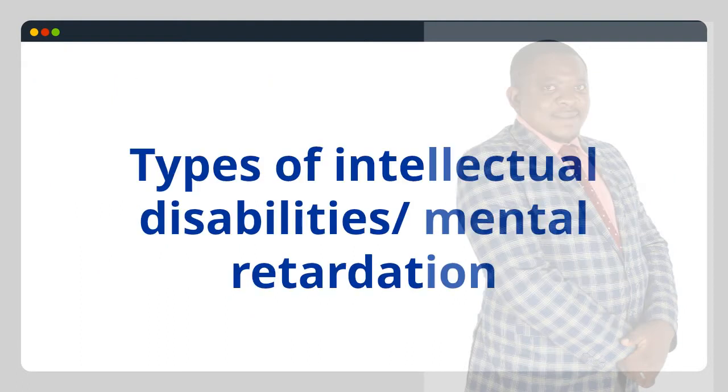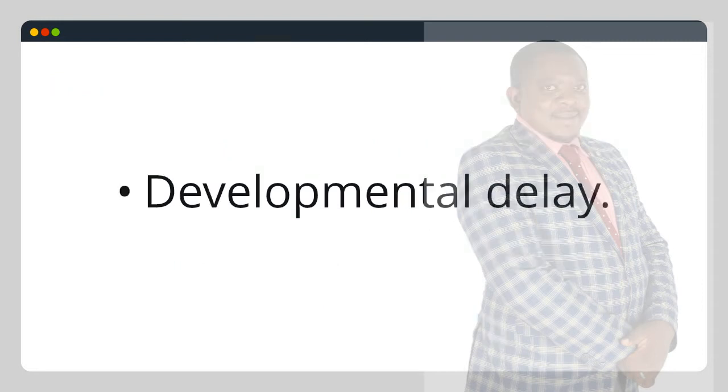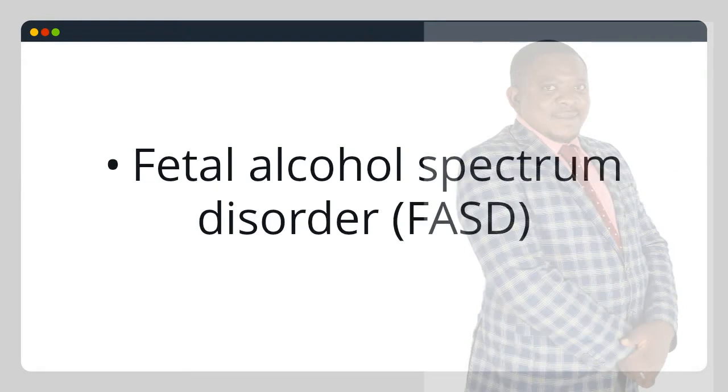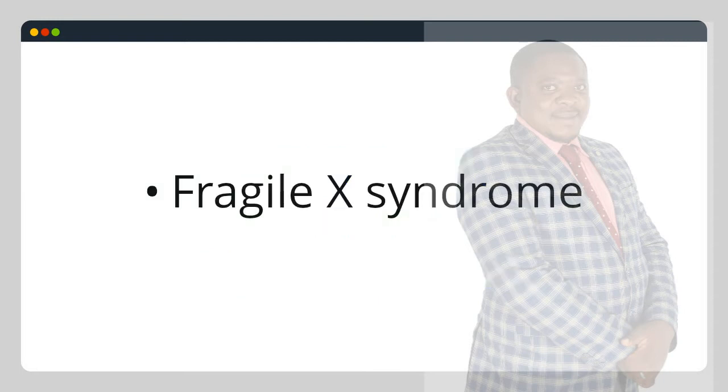mental retardation. Types of intellectual disabilities: mental retardation, Down syndrome, Fragile X syndrome, FXS. FXS is the most common known cause of an inherited intellectual disability worldwide. Developmental delay, Prader-Willi syndrome, PWS. Fetal alcohol spectrum disorder, FASD. 4 types of mental retardation.